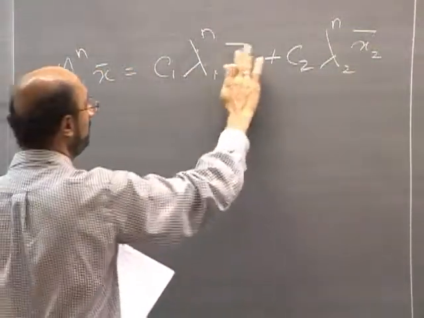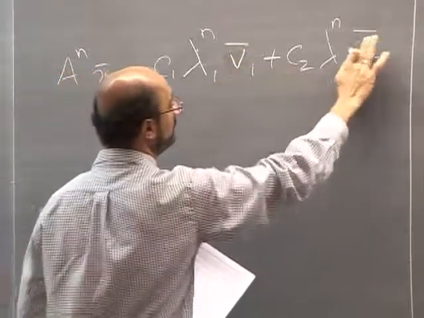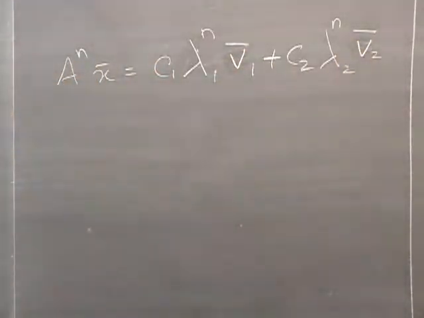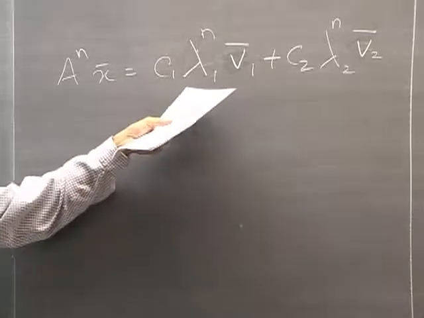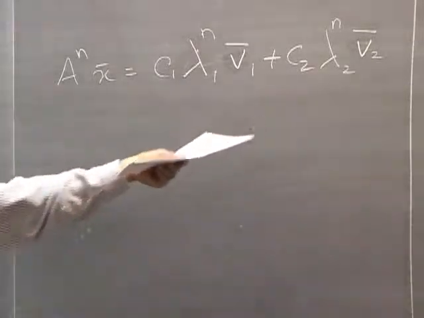Oh, sorry, V1 and V2. I keep getting these typos. Okay, all right, so what I'm doing is that the repeated application of A to the initial vector x is replaced by the linear combination of these two scalar exponents, okay?